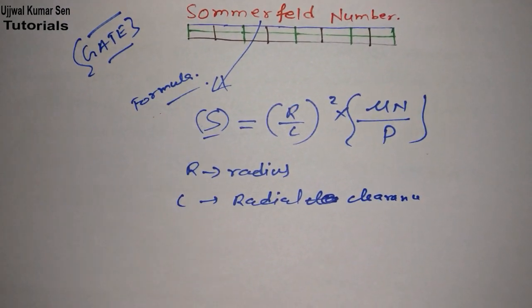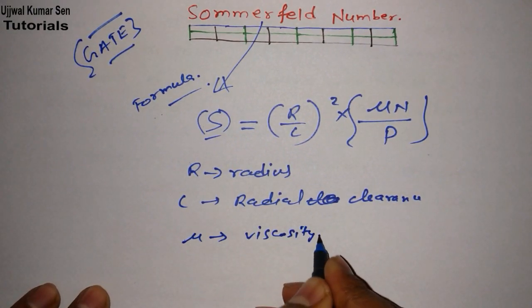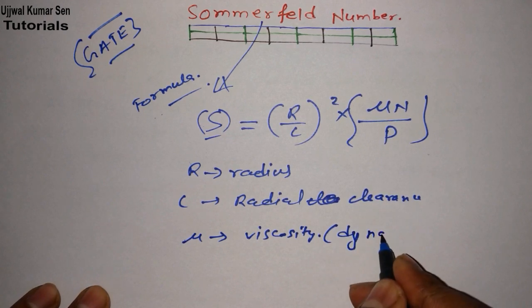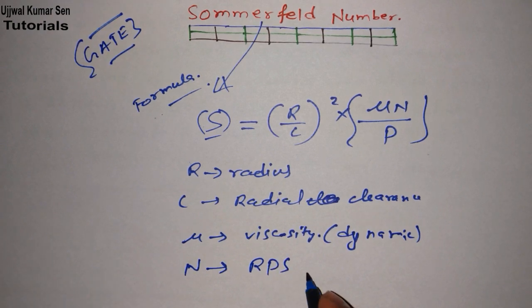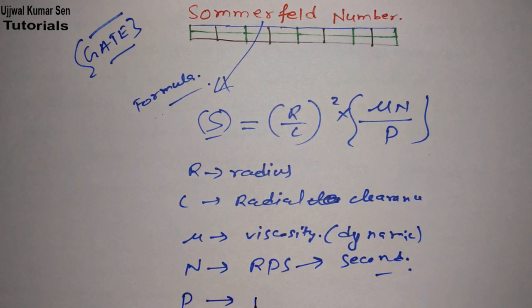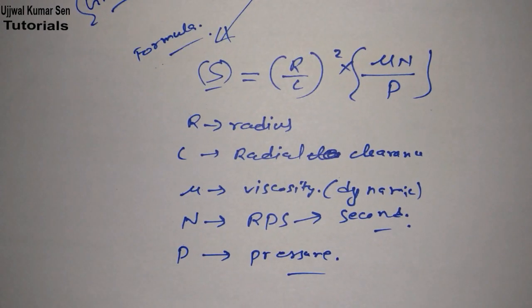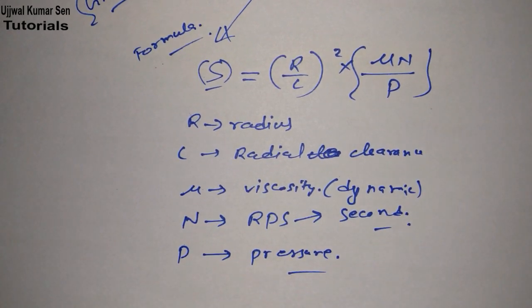and mu is viscosity, and that is dynamic viscosity, I must say dynamic viscosity. N is RPS, meaning revolutions per second, the S stands for second, and P is pressure, that is the bearing pressure. So these are the things you need to know if you want to find the Sommerfeld number quite easily.